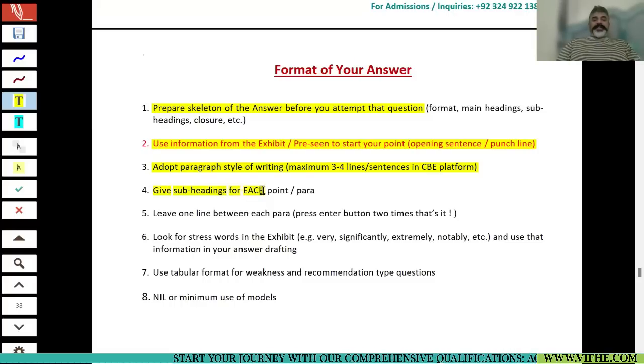Also try to give a subheading for each point. A subheading will get you extra marks, right? So whatever is the point, just give a small 2 word or 3 word heading, and then you start that point.